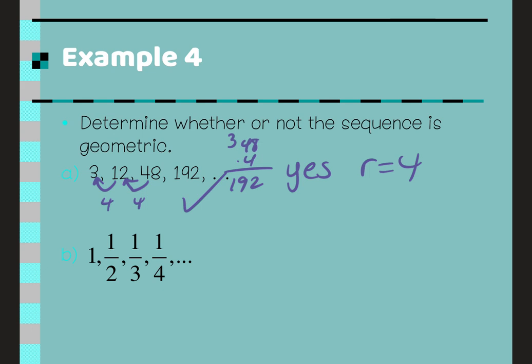R could also be a negative 4, so if you see your signs change back and forth between positive and negative, your R could also be a negative value.